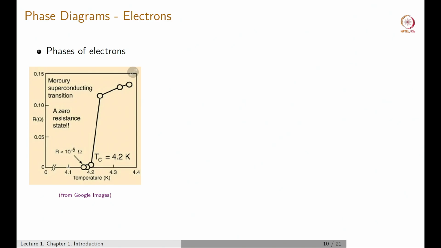Now we know that the superconductor is a distinct phase of electrons. So electrons themselves can form different phases, and there can be phase transitions between them. So this is what is called the normal phase above 4.2 Kelvin, where you have a regular metal, and when you go below 4.2 Kelvin, you get the superconducting phase.